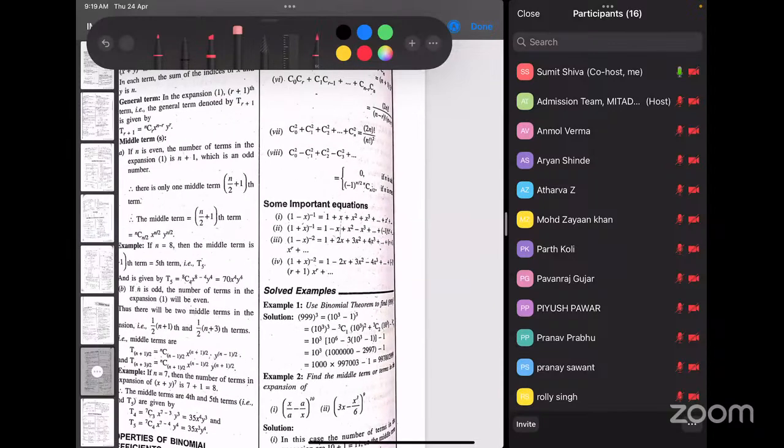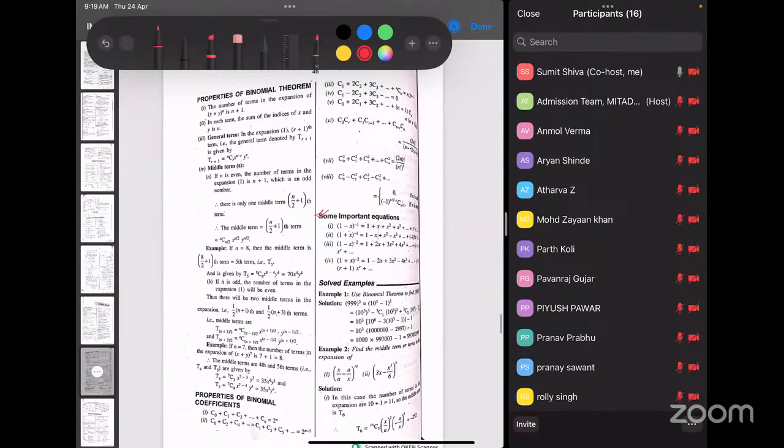Some other important expansions are given. You have to remember them. (1 minus x) raised to power minus 1 is 1 plus x plus x square plus x cube plus dash dash dash. (1 plus x) raised to power minus 1 will be 1 minus x plus x square. You have to remember these expansions. Understood or any doubt?